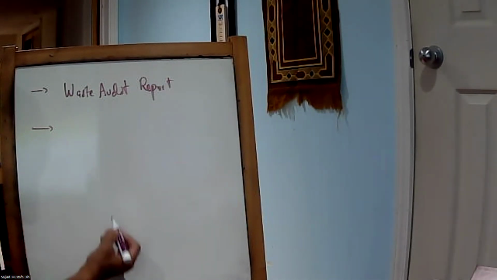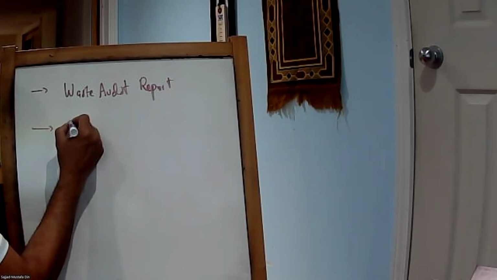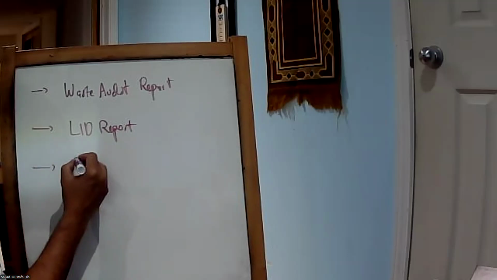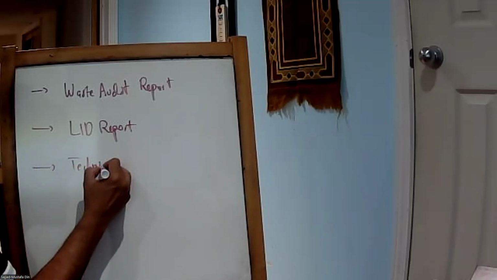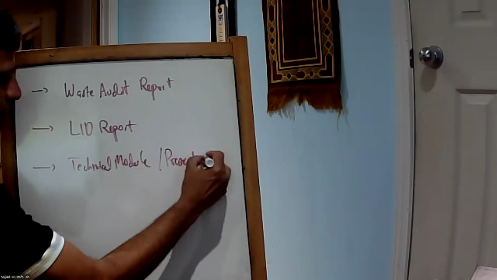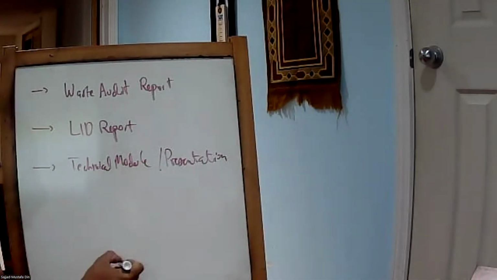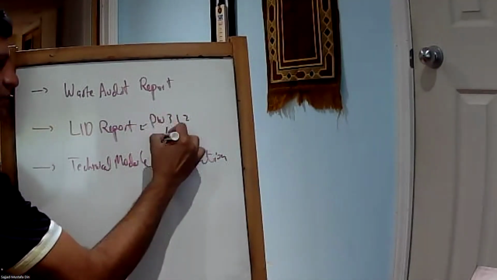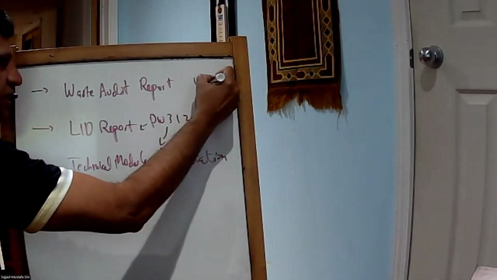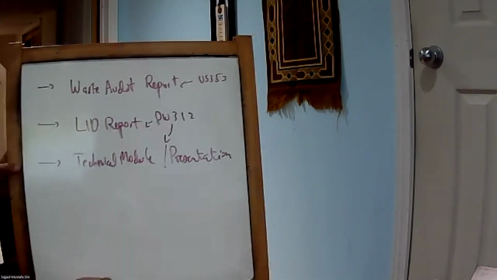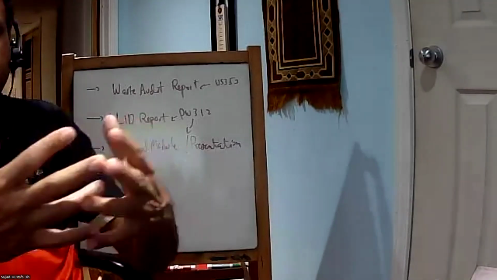Number two, when you create a low impact development report in the other class. When you create a technical module and presentation in the other class, PW 312 and VS 353, this class. So this is where you will be able to use this skill set.